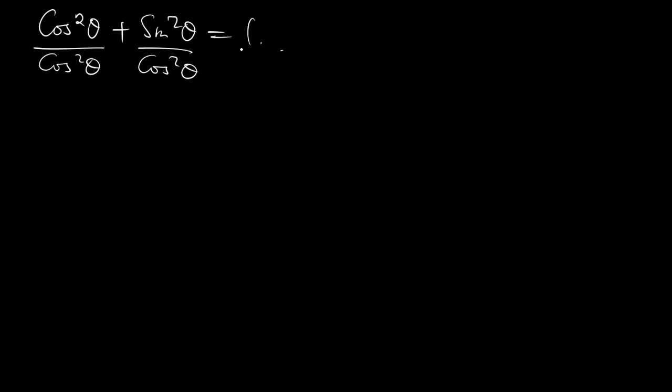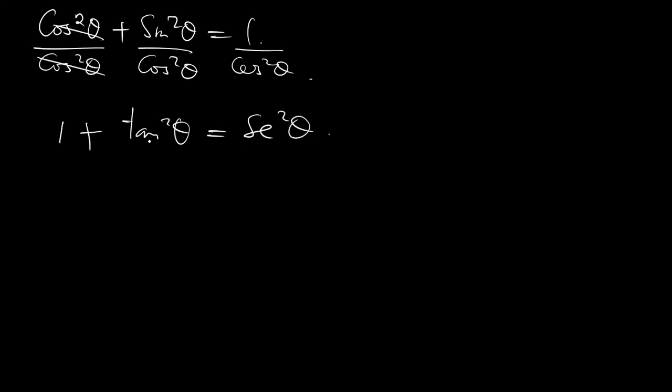Now, with this question, we know that cos square theta plus sine square theta is equal to 1. This is one of the trigonometric identities. Now, dividing all through by cos square theta, this will cancel out. You have 1 plus tan square theta is equal to sec square theta. Now we know the value of tan square theta, so we can rearrange this expression to be sec square theta equal to 1 plus tan square theta.